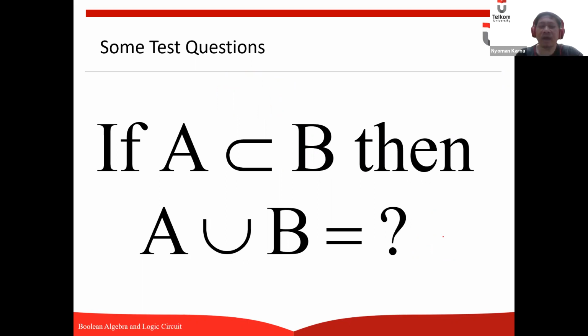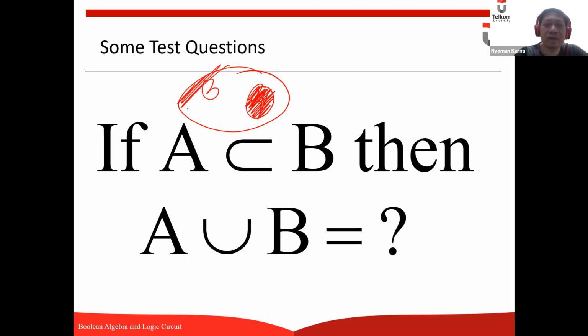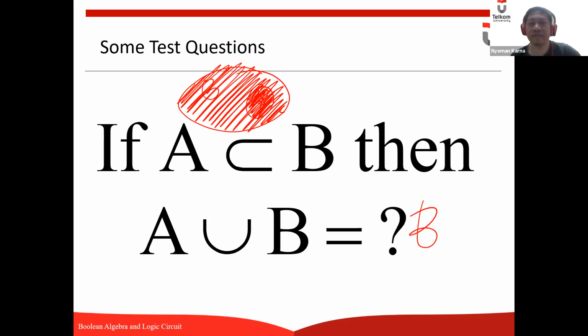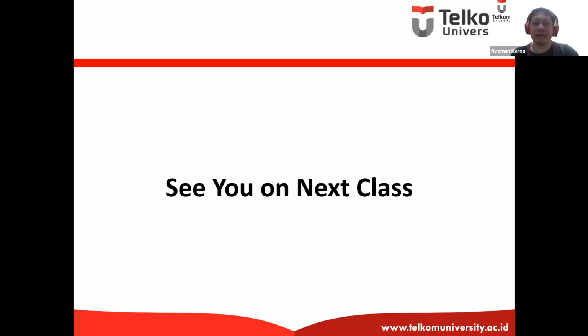Now, if A is a proper subset of B, then what is A union B? A union with B. It's B itself. Because A together with B is B itself. Okay.